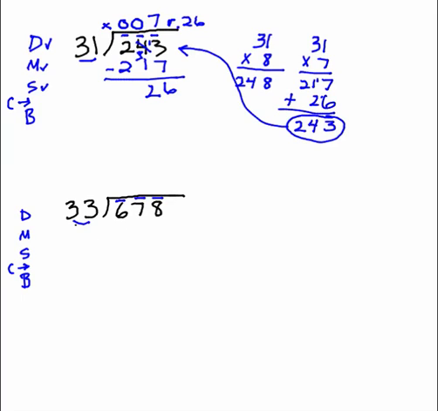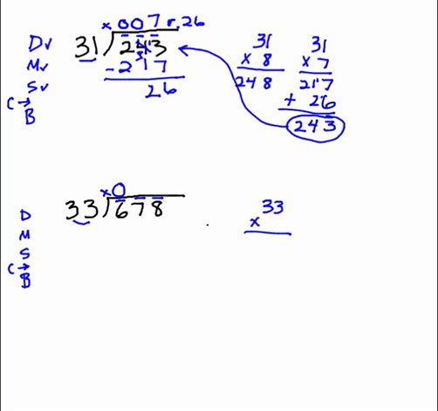I'm going to divide 33 into 6. And it can't go because 6 is much smaller. Now 33 into 67. What times 33 would get me closest to 67? Well, we have to come over and try some chicken scratch and guess and check.